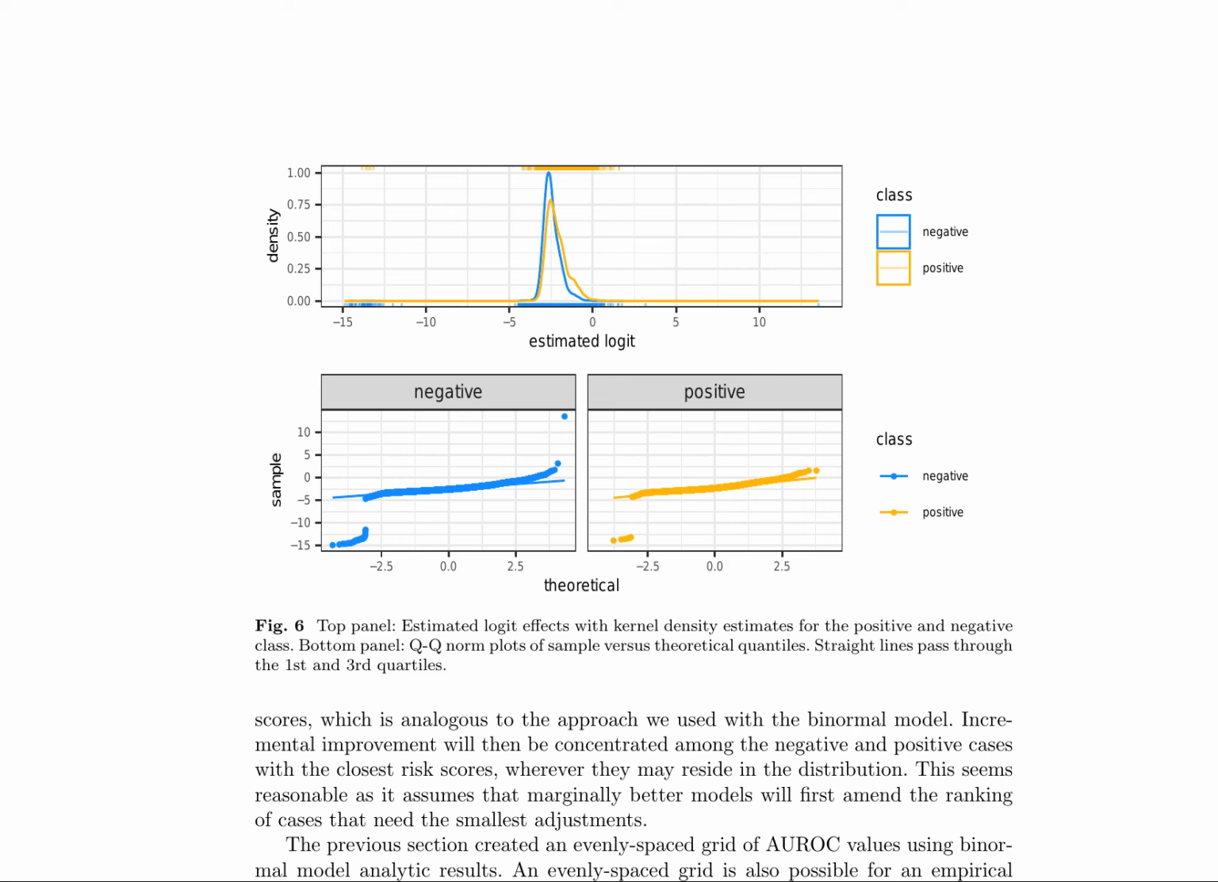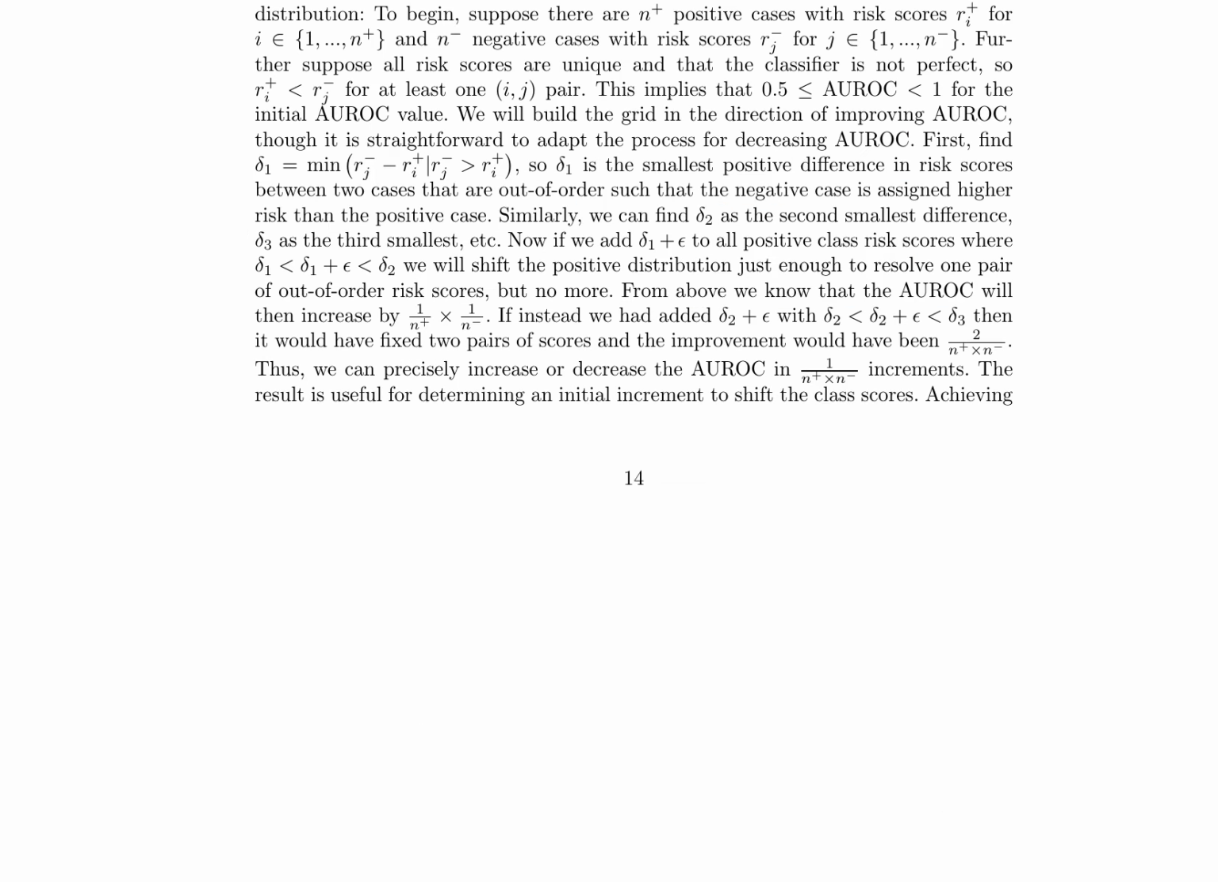To create an evenly spaced grid of AUROC values, the authors consider an empirical distribution with unique risk scores for positive and negative cases. They define a series of delta values, starting with delta 1, which represents the smallest positive difference in risk scores between two cases that are out of order, where the negative case is assigned a higher risk than the positive case. Similarly, delta 2 is the second smallest difference, delta 3 the third smallest, and so on.